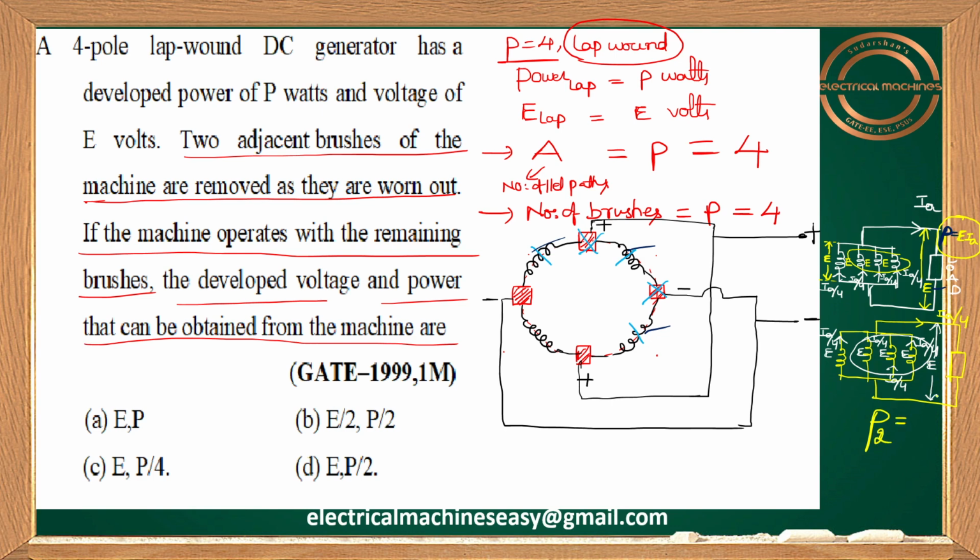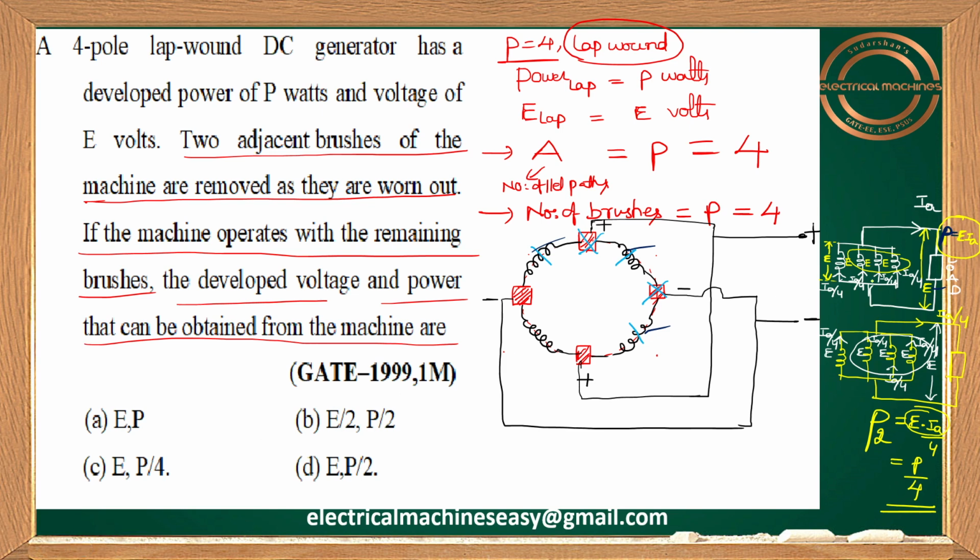So what is the voltage here? E only. And what about the current here? IA by 4 only. Already I took E into IA as P, so P value becomes P by 4. So now tell me, what is your answer?